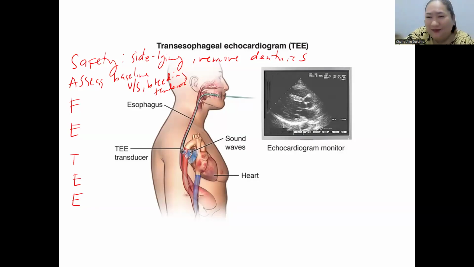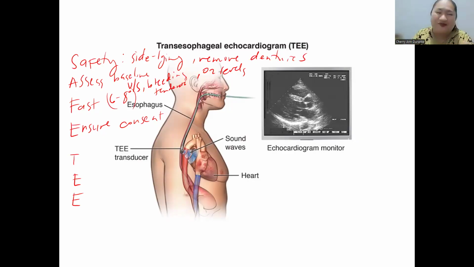Next, aside from your baseline data, of course, you have to check O2 levels. These are part of your assessment. Next, because this would require sedation, the patient should fast. Make sure there is fasting. 6 to 8 hours is the recommendation for fasting. Because it's an invasive procedure, as a nurse, you have to ensure that consent was signed. You will not be the one to describe the procedure to your client, it will be the doctor who will perform this. But it's your responsibility to check that the consent was actually signed prior to this.